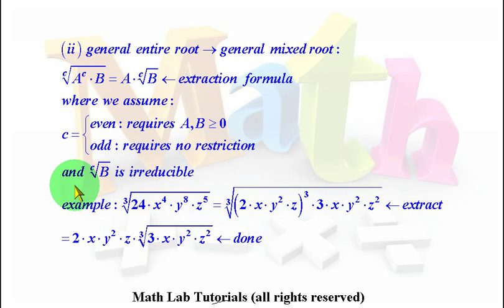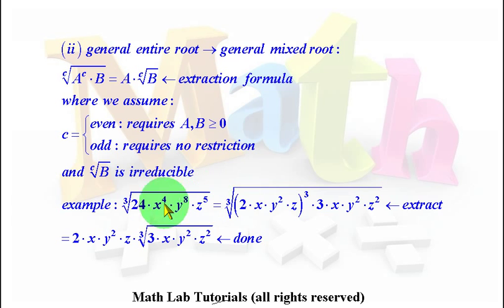And we assume that the cth root of b is completely irreducible. In other words, we've extracted the largest possible good guy from the inside of the radical. That makes the cth root of b irreducible. So let's look at an example over here to see how this works.